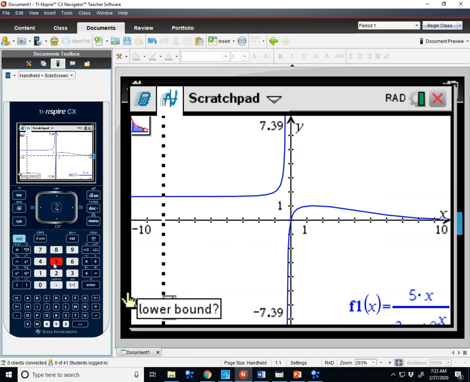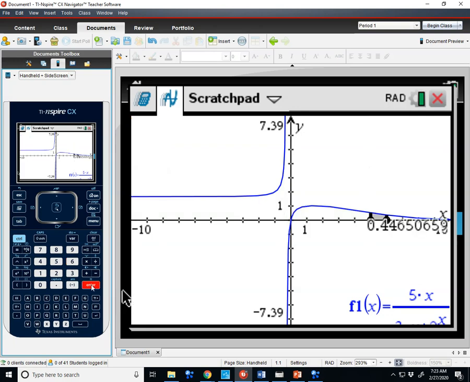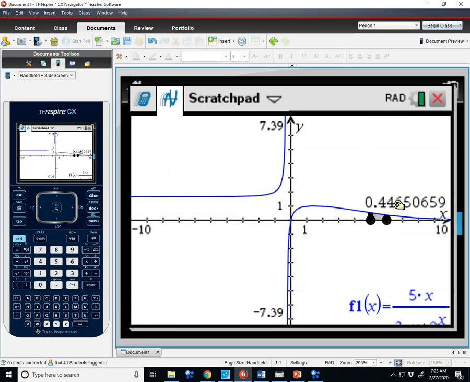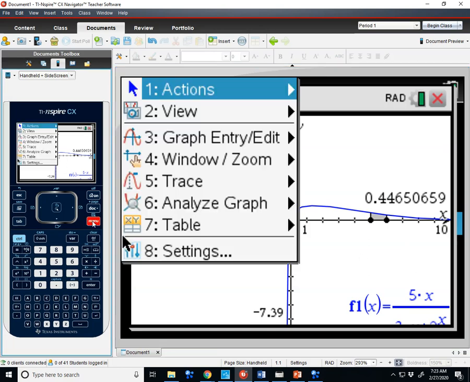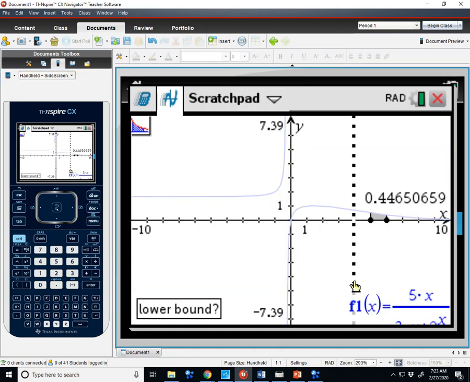It says 5, and then hit enter. It's hiding underneath where it says lower bound right now. And then hit 6, and hit enter. And you see here how I got the exact same number right there? I'll do it again. Menu, analyze graph, integral. This is another way to do the same thing.